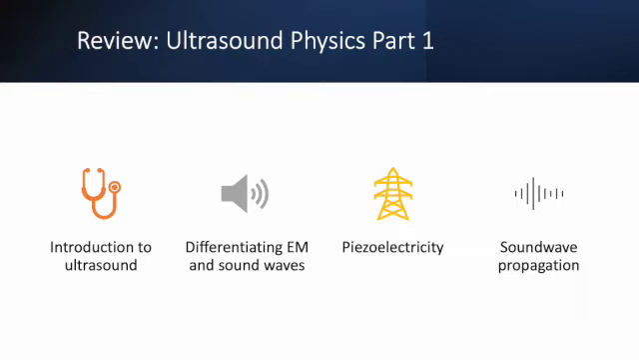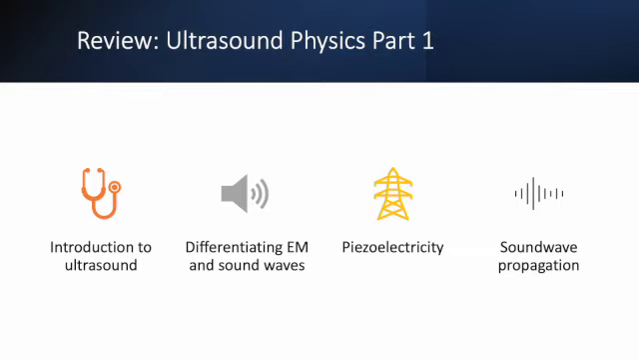So welcome to part 2 of our ultrasound physics lesson. If you remember, in lesson 1, we talked a little bit about the introduction to ultrasound, differentiating between electromagnetic and sound waves, and how the properties change how we utilize this technology to visualize things in the human body. We talked about piezoelectricity, or how the application of mechanical stress onto certain substances can make them emit electricity and vice versa. And lastly, we talked about sound wave propagation.